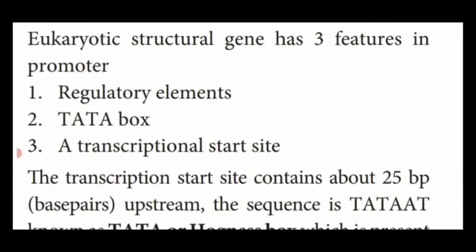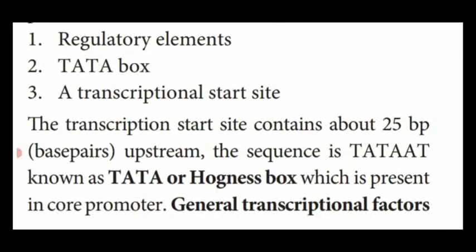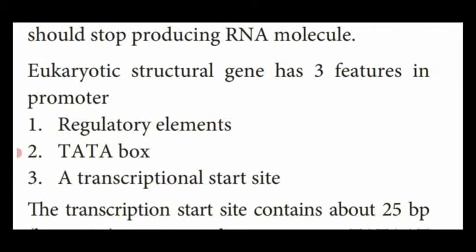Now, we are going to see the three features of a promoter in a eukaryotic cell, that is, a structural gene. Eukaryotic structural gene promoters contain three features: regulatory elements, the TATA box, which you already know, and a transcriptional start site. These two we already know, but in the eukaryotic cell, there is one more feature known as regulatory elements.